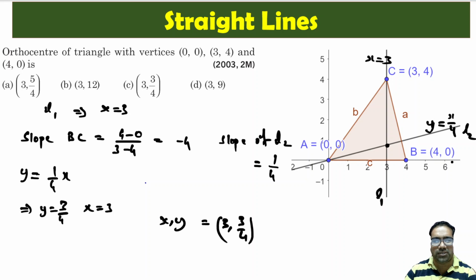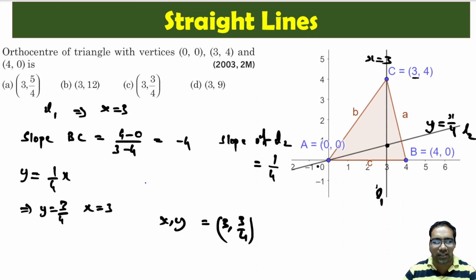Obviously the slope is 0. We can see this also: 0 minus 0 is the numerator, so the slope is 0. So obviously the perpendicular will be parallel to the y-axis, and this perpendicular always has to pass through C. So the equation of this line L1, the first perpendicular, will become x equal to 3, because it is parallel to the y-axis and perpendicular to the x-axis and it is going through the point with x equal to 3. Any point on this line will have x coordinate 3; y could be anything.